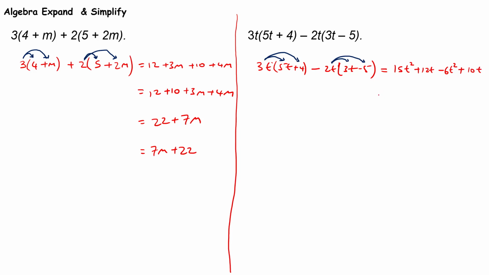So now we collect like terms, so 15t squared minus 6t squared, plus 12t plus 10t. So we've got 15 minus 6, which is 9t squared, plus 22t. Okay.